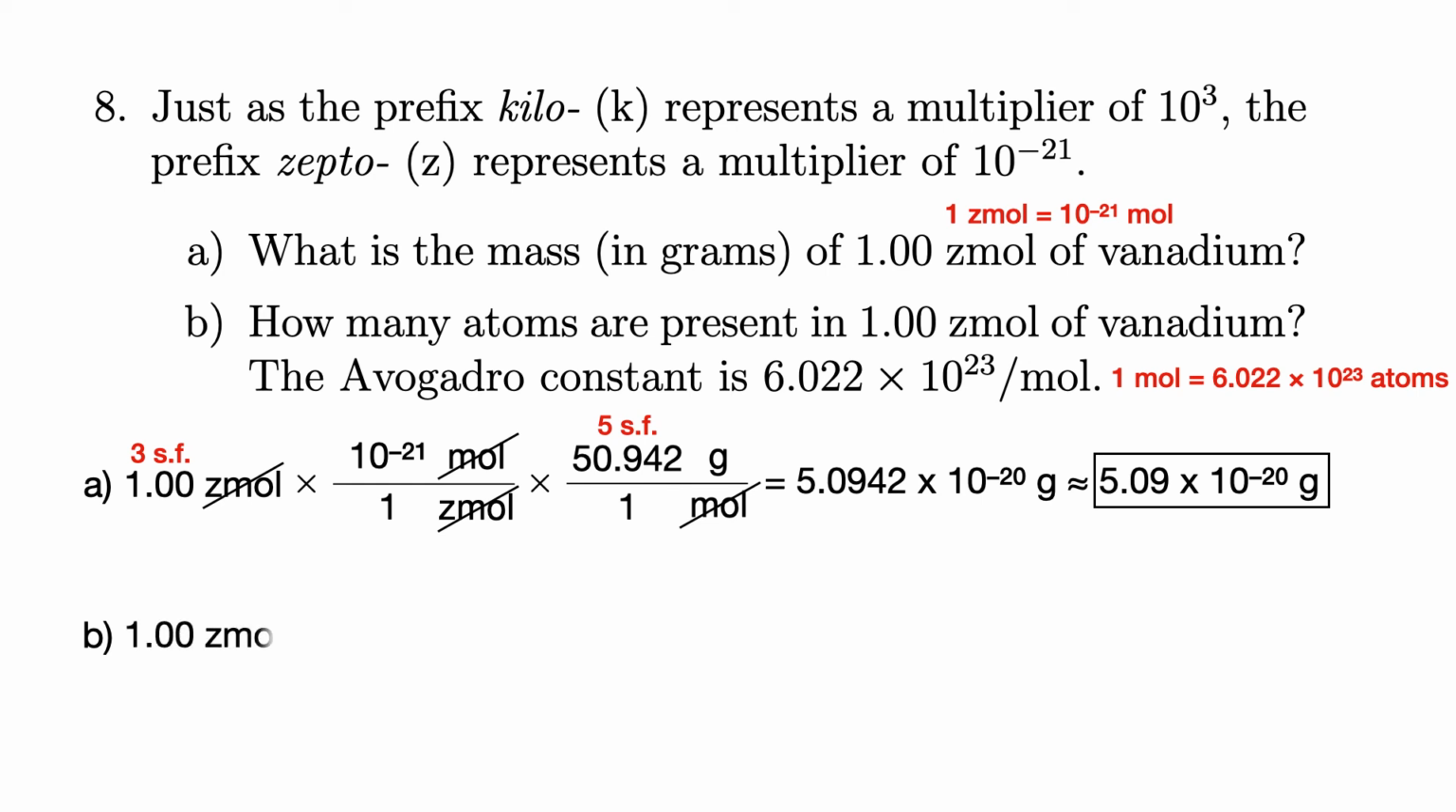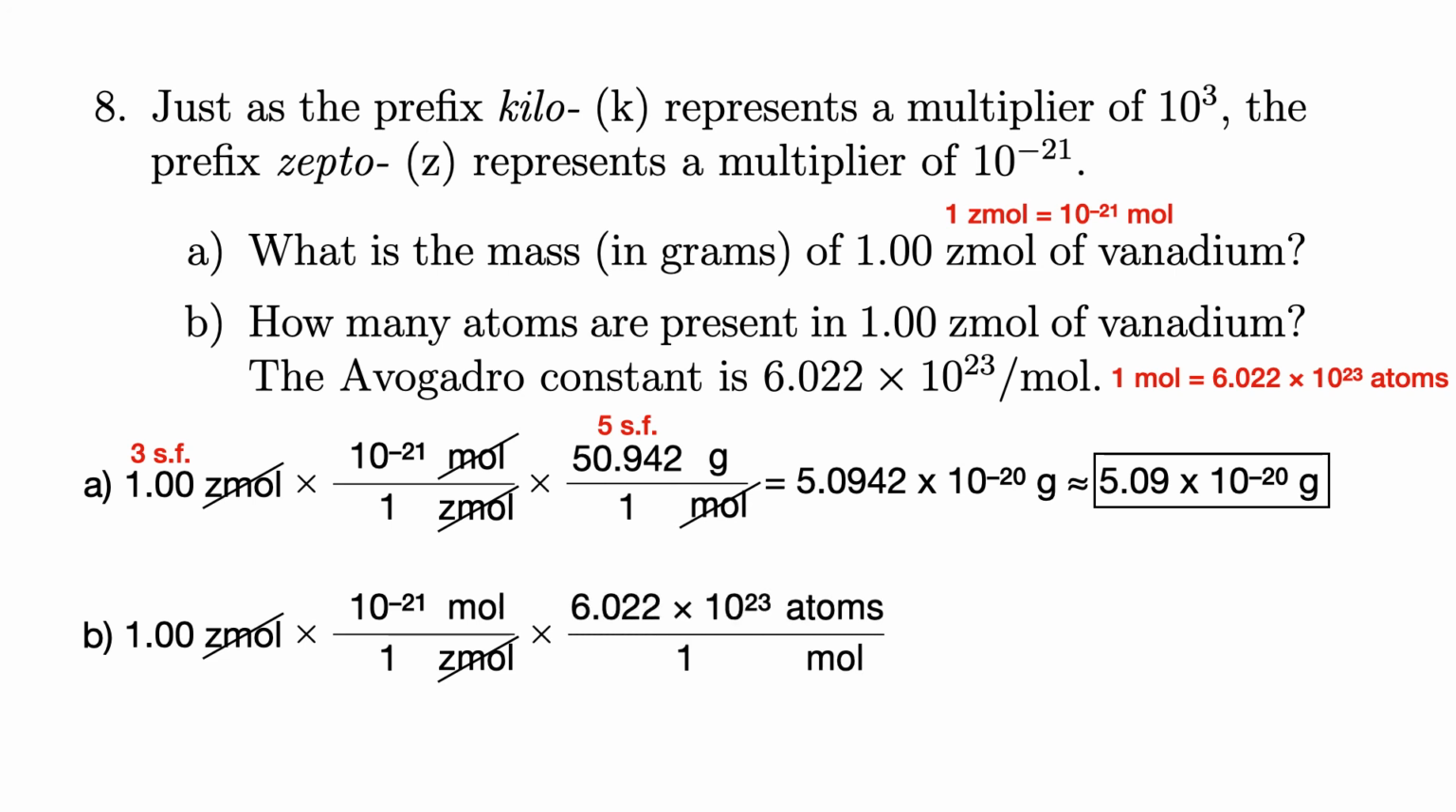We've got 1.00 zeptomoles, and we want to now convert this to atoms. We have a conversion factor from moles to atoms, and so we'll begin by converting from zeptomoles to moles. 1 zeptomole, again, is 10 to the minus 21 moles. Then our zeptomoles will cancel. Then we want to convert from moles to atoms. We can use the Avogadro constant. 1 mole is 6.022 times 10 to the 23rd atoms. And so now our moles will cancel. And when we multiply everything together, we get 6.022 times 10 to the second atoms.